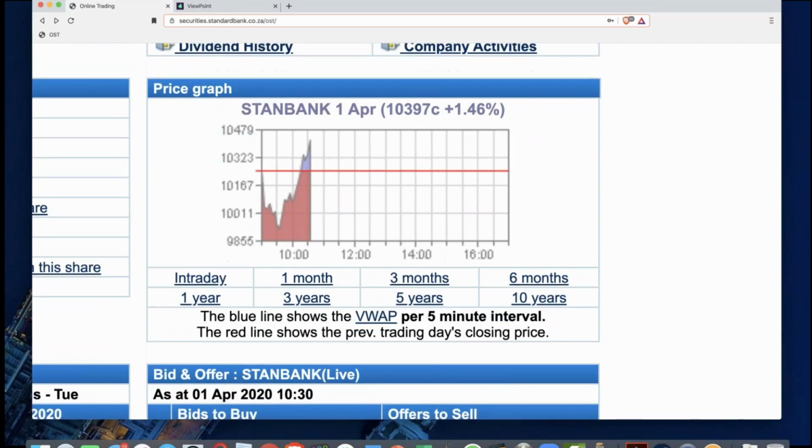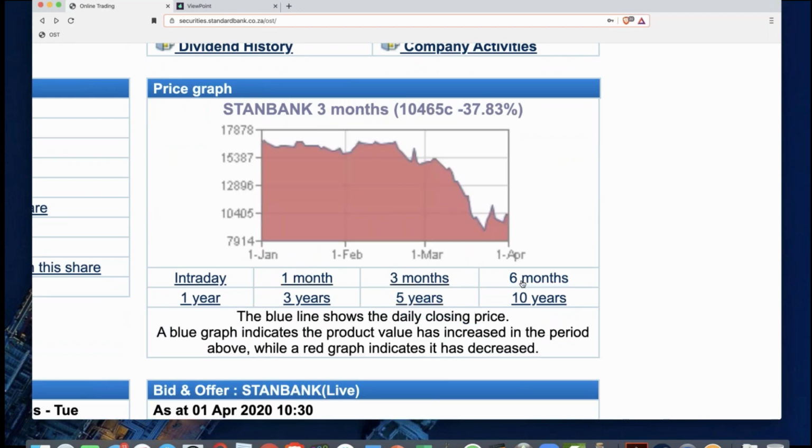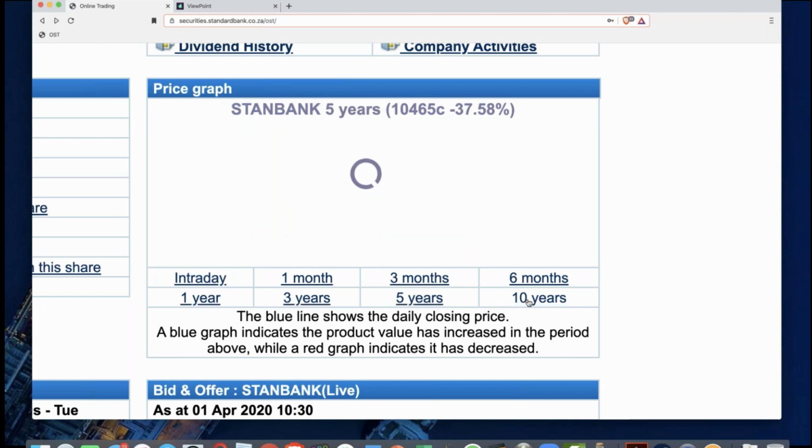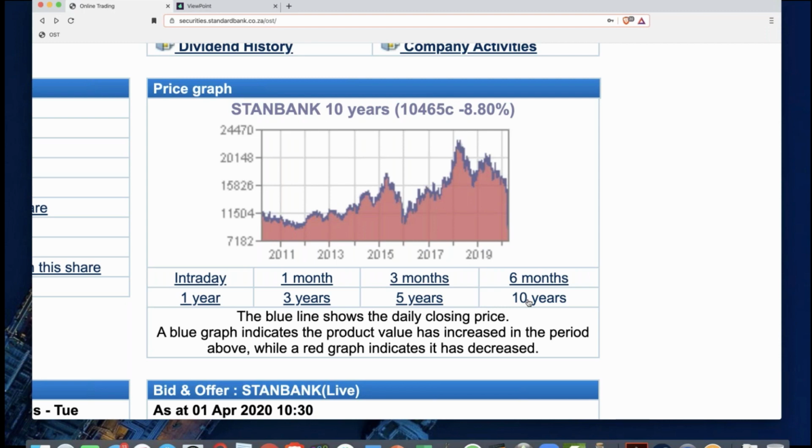A price graph for Standard Bank, it defaults to the intraday, showing you what's happening today. You can also get a 1 month, 3 months, 6, 12, 3 years, 5 years, and a 10-year graph. These are excluding dividends. This is not a total return. This is excluding dividends and just showing you what the price movement has been over that period.